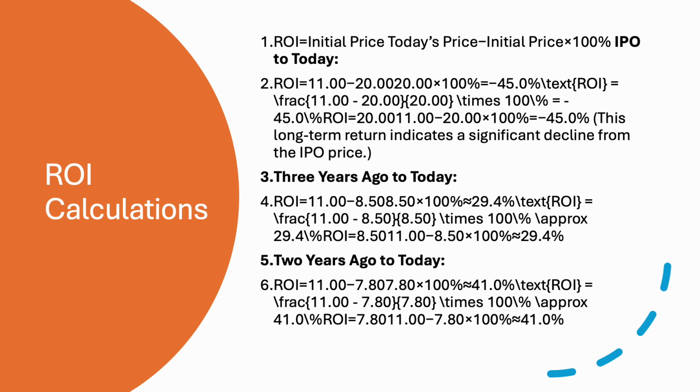For 3 years ago, it equals 29.4%. And when you go to 2 years ago today, you see it equaling 41%. So right there, you can see the big jump from 3 to 2. And then with today's ROI, it declined to negative 45%. This long-term return indicates a significant decline from the IPO price. So basically, you can see that from the IPO it declined quite a bit.